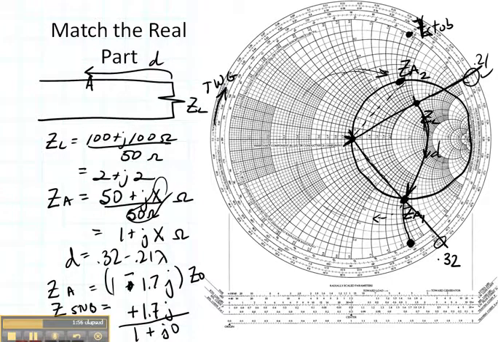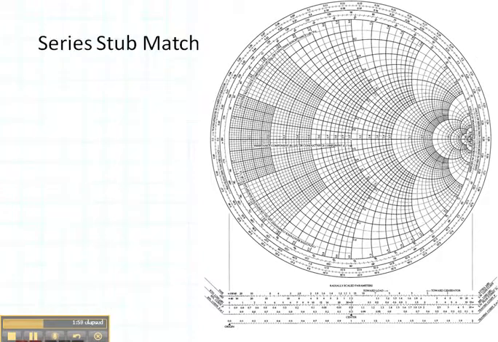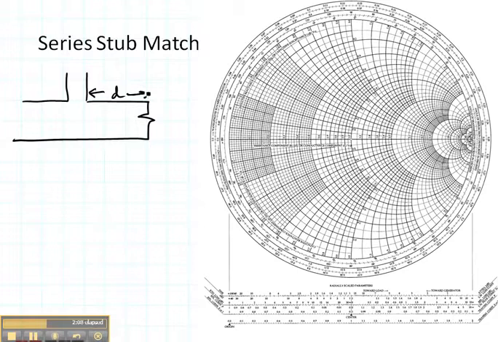Now in our next picture, we're doing a series stub match like this. We have rotated our distance d, so we know what d is, and we know what the input impedance of the stub needs to be, and that is j1.7 normalized. So let's draw it again right here. 1.6, 1.7. Here is Z at the input impedance of the stub.